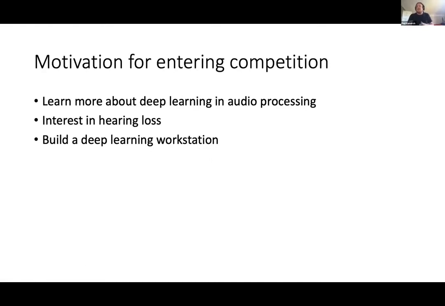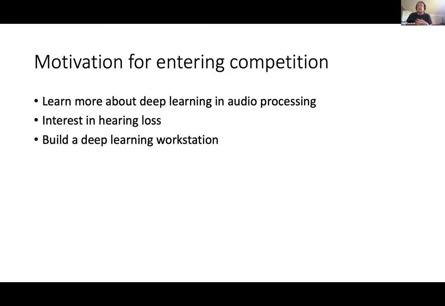My motivations for entering this competition may be slightly different to the other participants, although this first one is probably ubiquitous. I'm more familiar with classification and regression problems in audio machine learning, and I was really keen to learn more about deep learning approaches in audio processing. And it's helpful to have some external deadlines imposed on you to force you to learn about these things. Also, I have an interest in hearing loss because I have relatives who are hearing aid users. This is important to me. It's important to a lot of people.